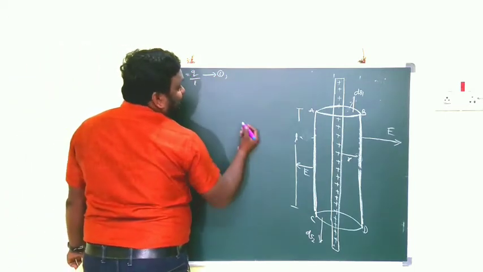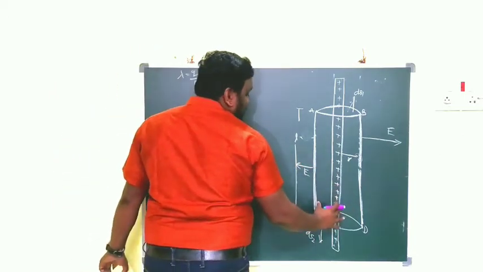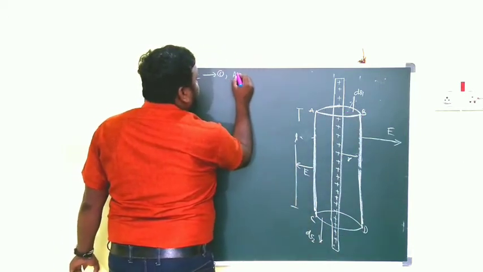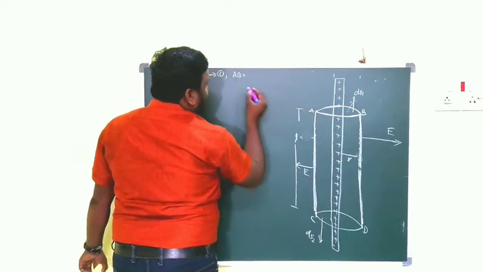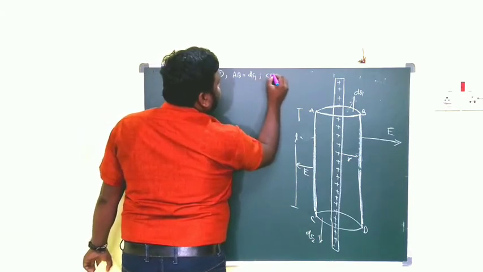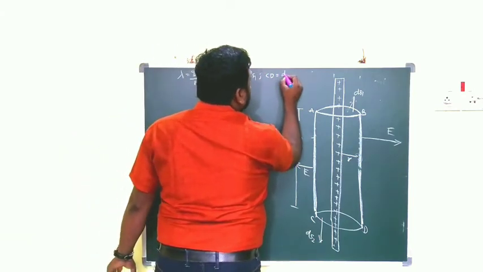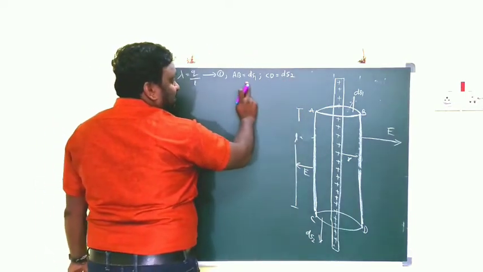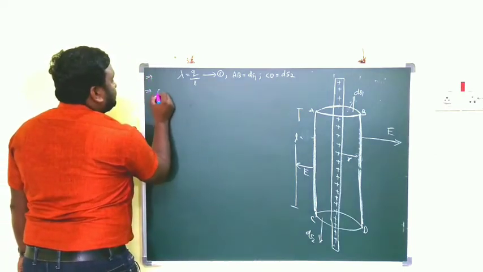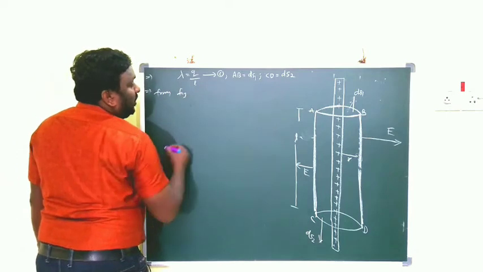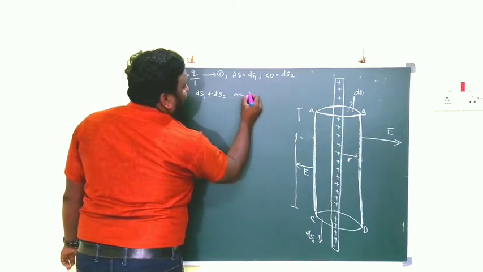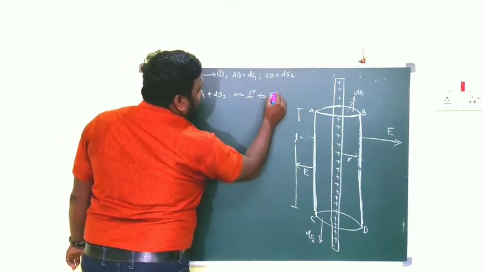After that, we take the Gaussian surface having surfaces AB and CD. Surface AB is DS1, and surface CD is DS2. From the figure, what you have to observe is that DS1 and DS2 are perpendicular to E.